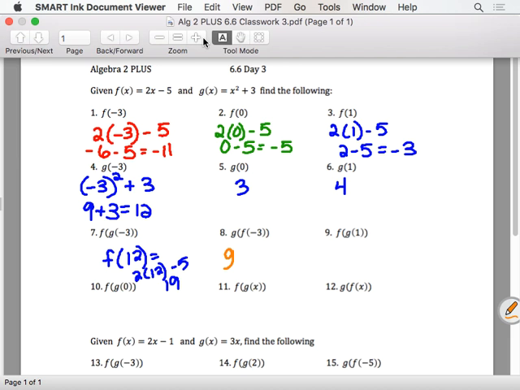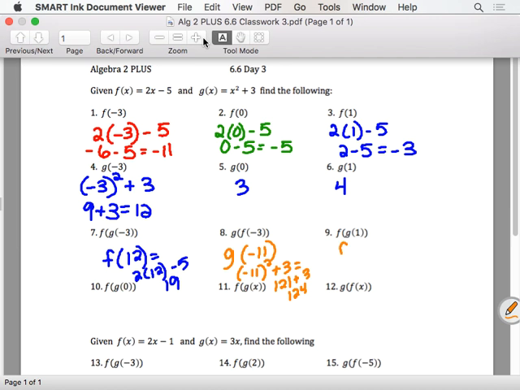All right, number 8. If I want g of f of negative 3. F of negative 3 we did in number 1, so that's negative 11. G of negative 11. You go to the g function, and it says square the input plus 3. So that's 121 plus 3 is 124. Is that making sense?